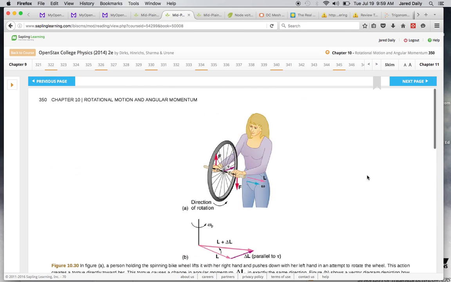So that is the last part of chapter 10, rotation of motion, angular momentum, the conservation of angular momentum part.